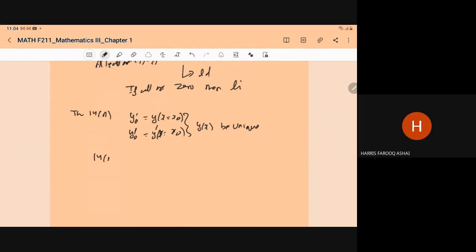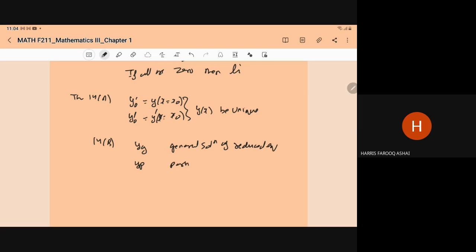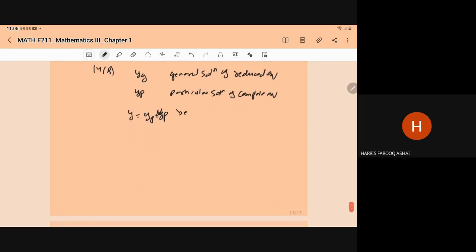Then theorem 14b states that if we have two solutions yg and yp, where yg is the general solution of the reduced or homogeneous equation, and yp is a particular solution of the complete equation, then y is equal to yg plus yp be the general solution of the complete equation. This is theorem 14b.